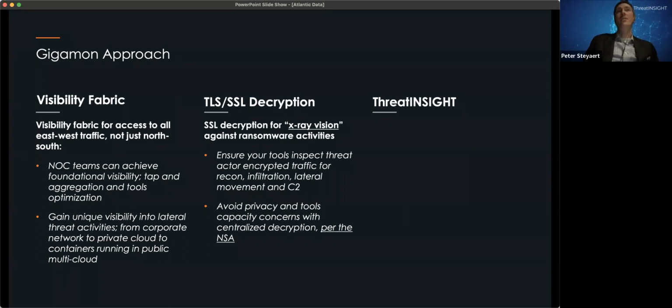I mean, it's significant. We've seen tools get a performance hit of up to 96% by turning decryption on. At that point, what is it really? It's more of a decryption box than it is actually the tool that you bought it for. And then going further, making sure centralized decryption is done with guidance. I mean, the NSA is flat out saying the best way to do it is centralized decryption: decrypt once and feed it to multiple tools.